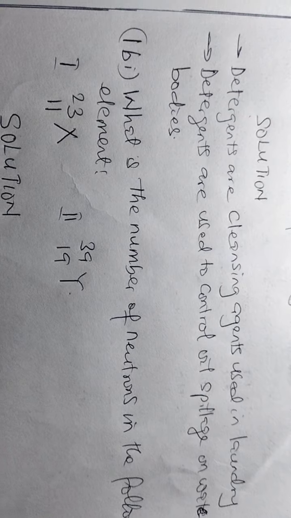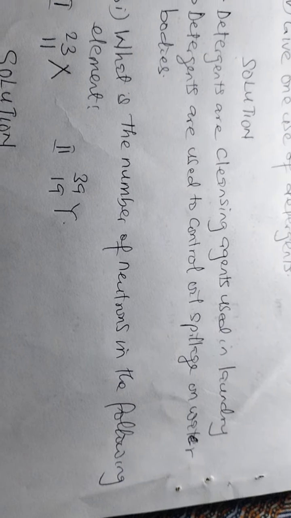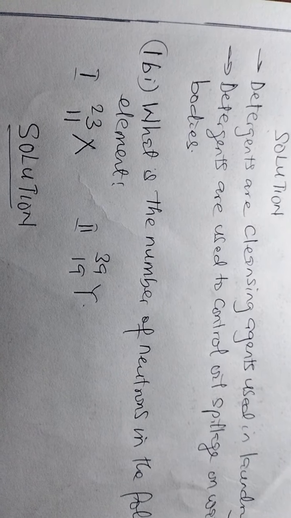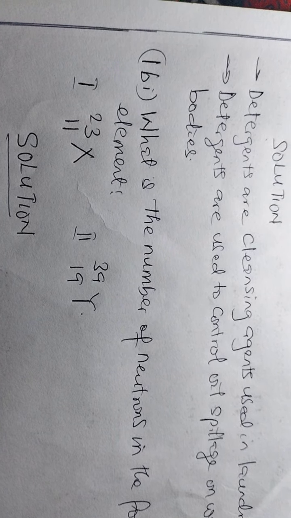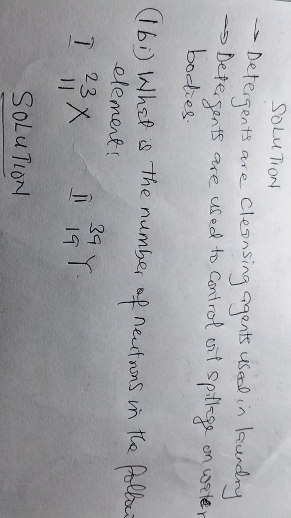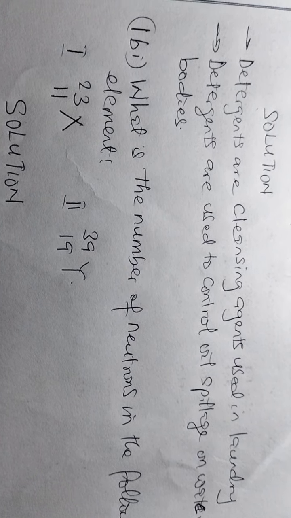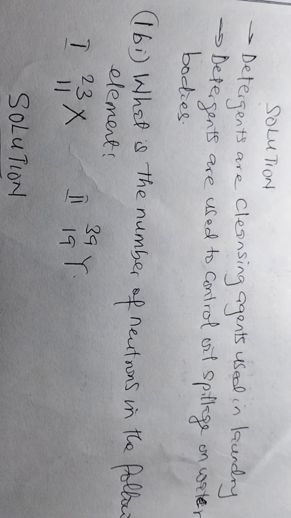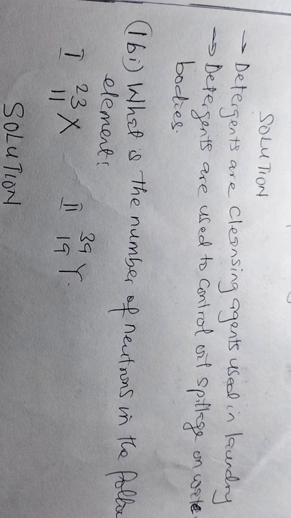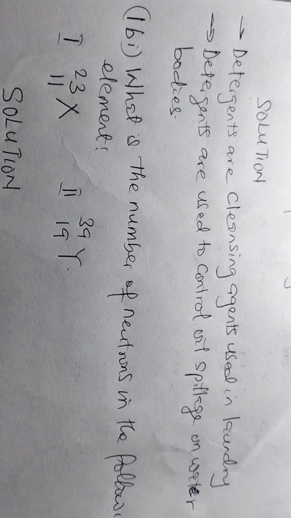1BI says, what are the number of neutrons in the following elements? We have I, mass number 23, atomic number 11, II, mass number 39, atomic number 19. We're asked to find number of neutrons. To find number of neutrons in an atom, it should be mass number minus atomic number. That is 23 minus 11 and 39 minus 19.